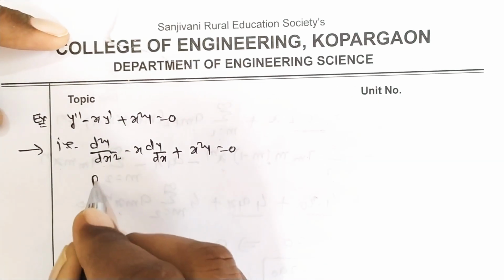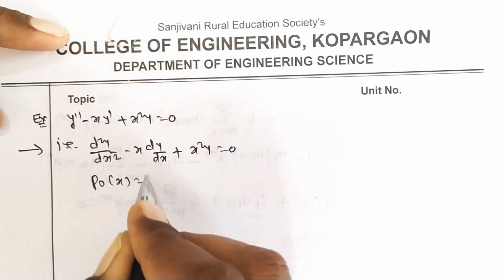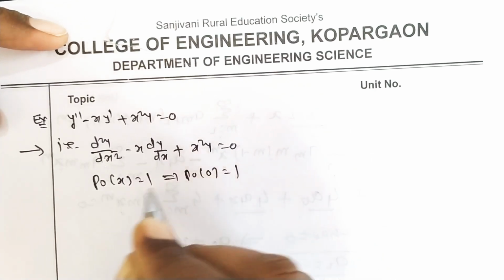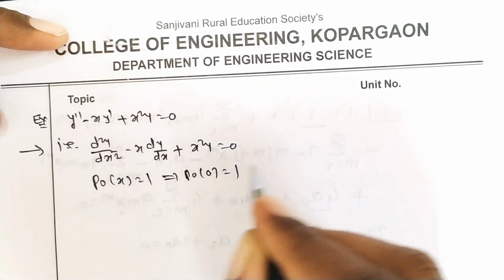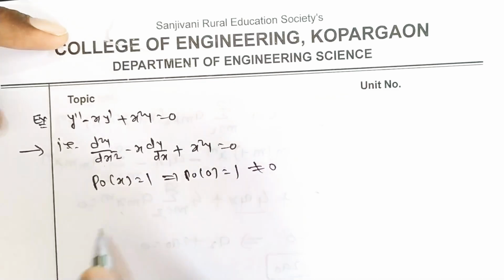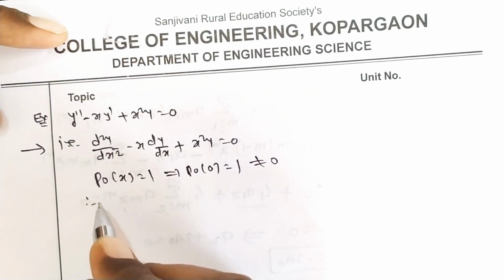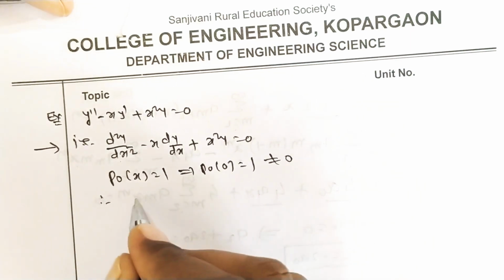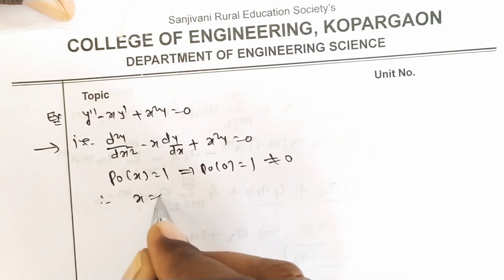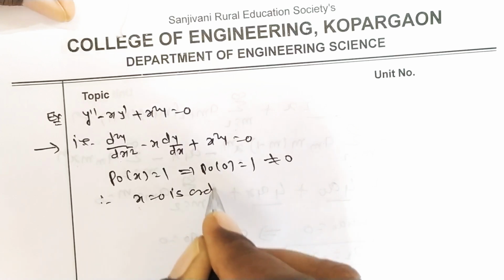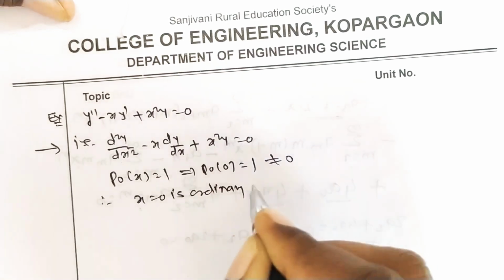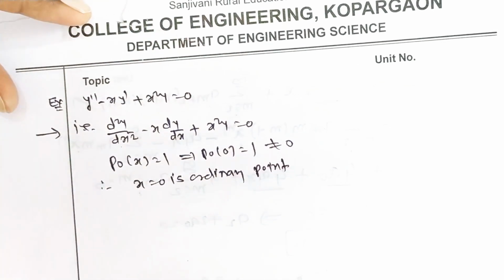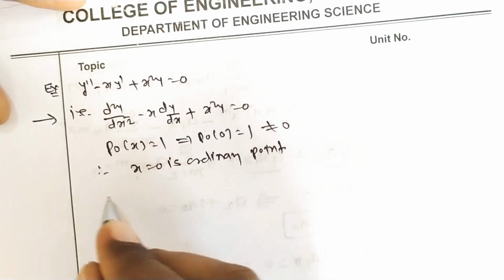So what is the value of p0(x) here? p0(x) is 1. So p0(0) is also 1. Means if you put x equal to 0 in this function, then that is 1, so not equal to 0. And therefore from this we can say that x equal to 0 is an ordinary point, and if an ordinary point exists, then we can take the solution of the given differential equation as a power series.